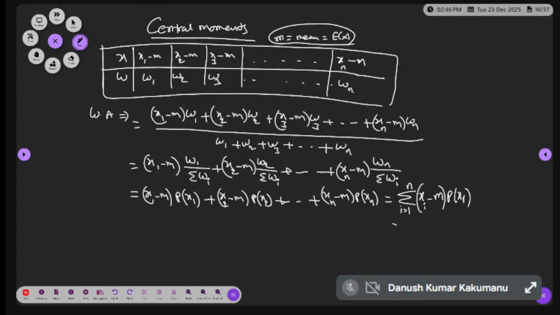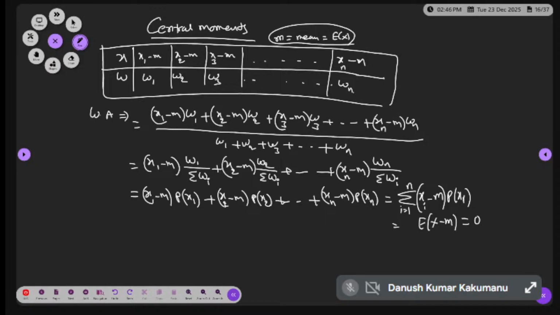What is the difference between the previous formula and here? In the earlier formula, we got summation i equals 1 to n, xi into p of xi. This is xi into p of xi, which we have written as E of x. But now it is E of x minus m. This is E of x minus m. It is always 0. Keep the star mark. E of x minus m is always 0.